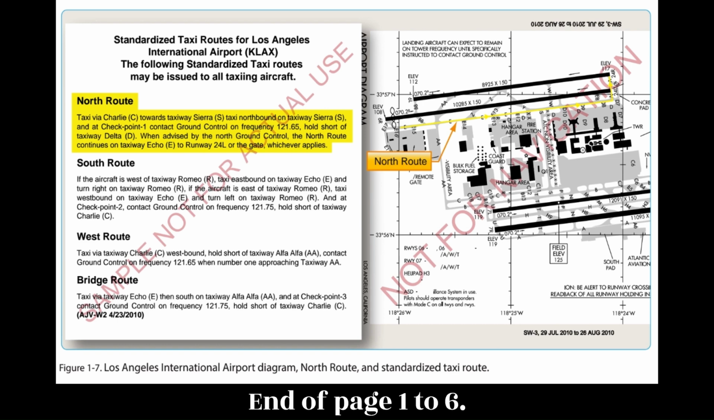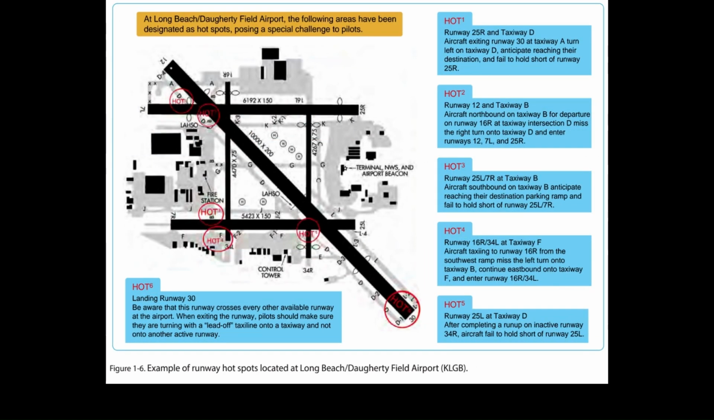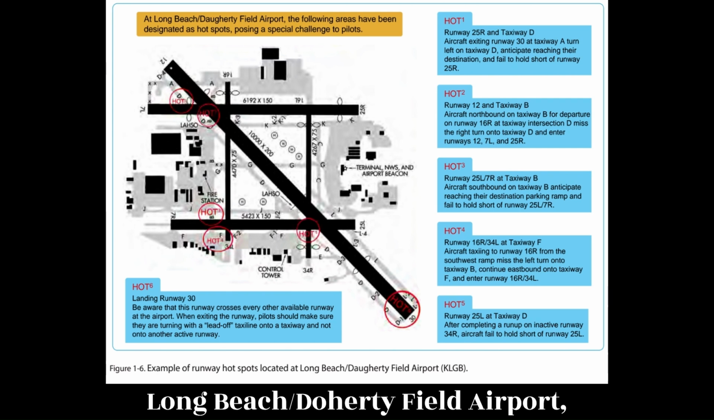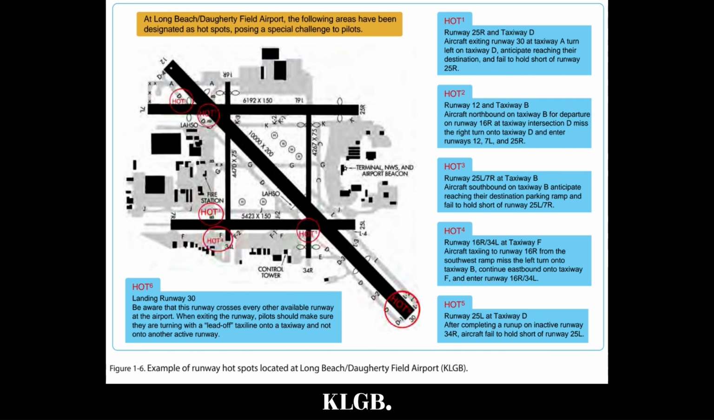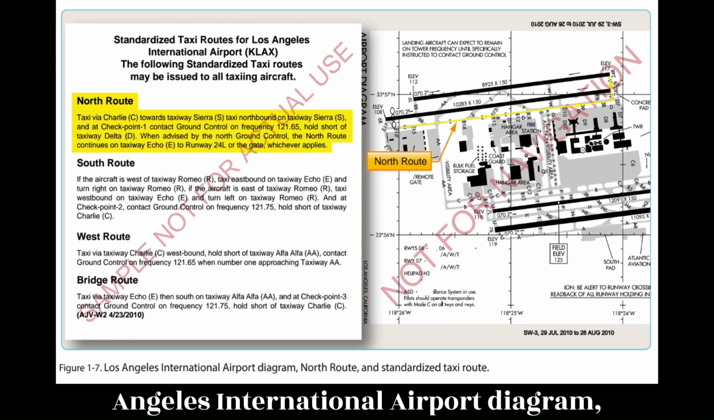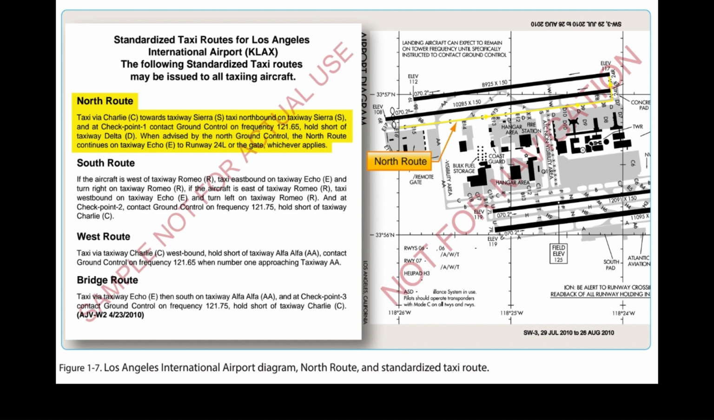End of page 1-6. Figure 1-6. Example of runway hotspots located at Long Beach/Doherty Field Airport, KLGB. Figure 1-7. Los Angeles International Airport diagram, north route, and standardized taxi route. End of page 1-7.